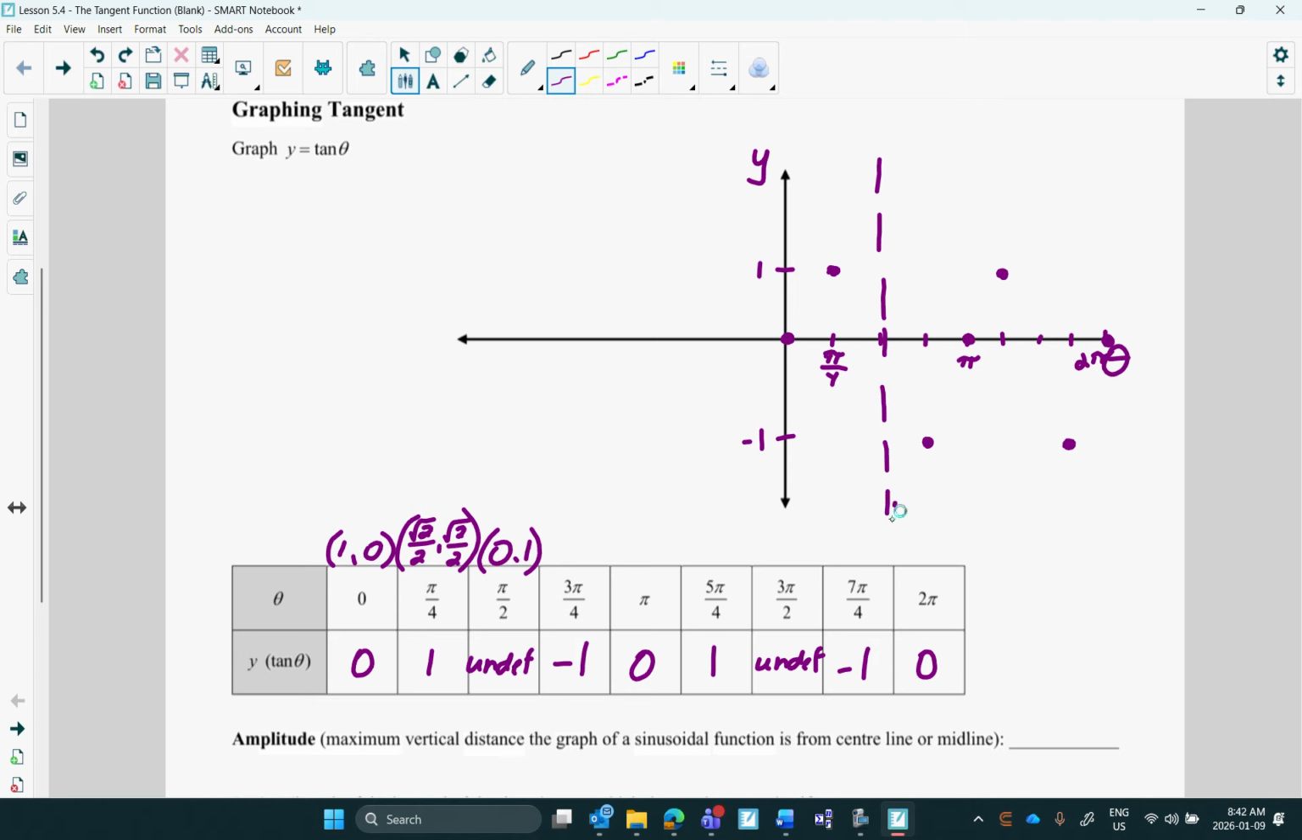It cannot be anywhere on this line. Do you remember what we call that? Asymptote. Specifically, a vertical asymptote. Well done. So every time there's an undefined, we have to put a vertical line.